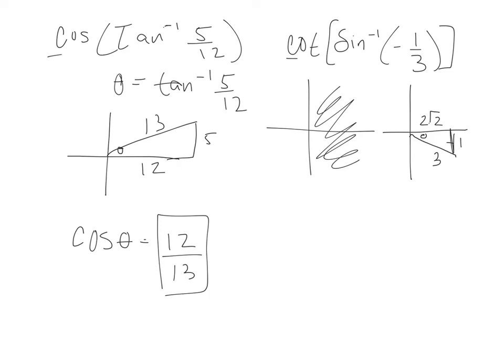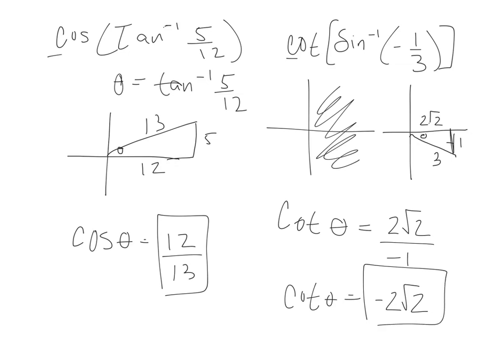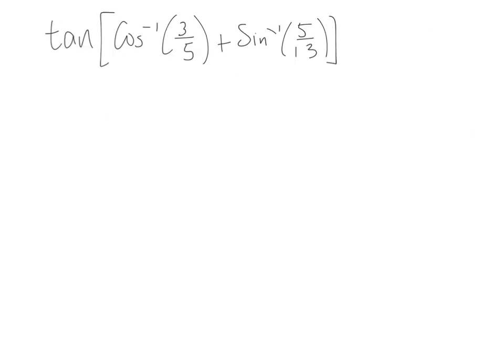So it's basically just asking, what's the cotangent of theta, and it's the opposite of your tangent. So it would be the adjacent over the opposite. So 2√2 over -1, cotangent of theta equals -2√2. That's your answer. And so those back there were called composite functions, and these are kind of like composite functions. So we just had to break these down.